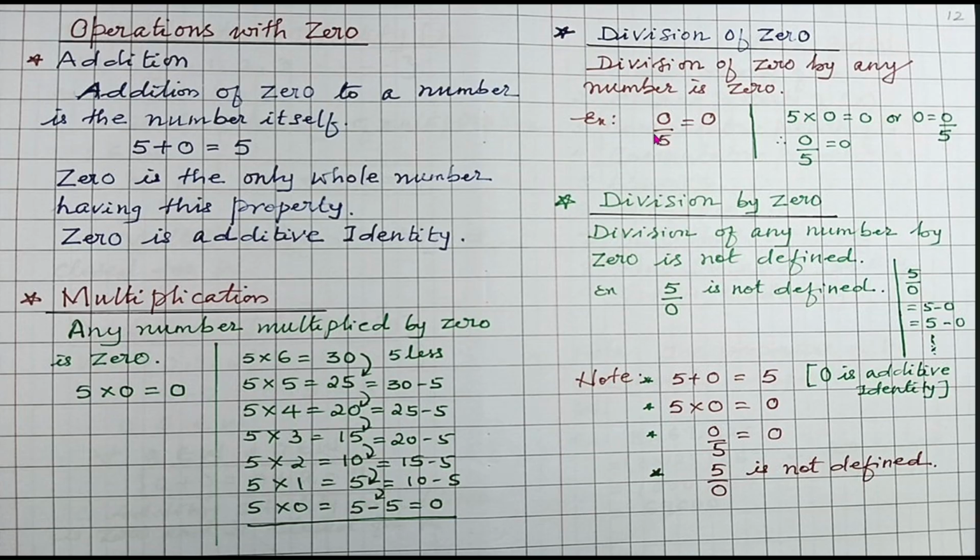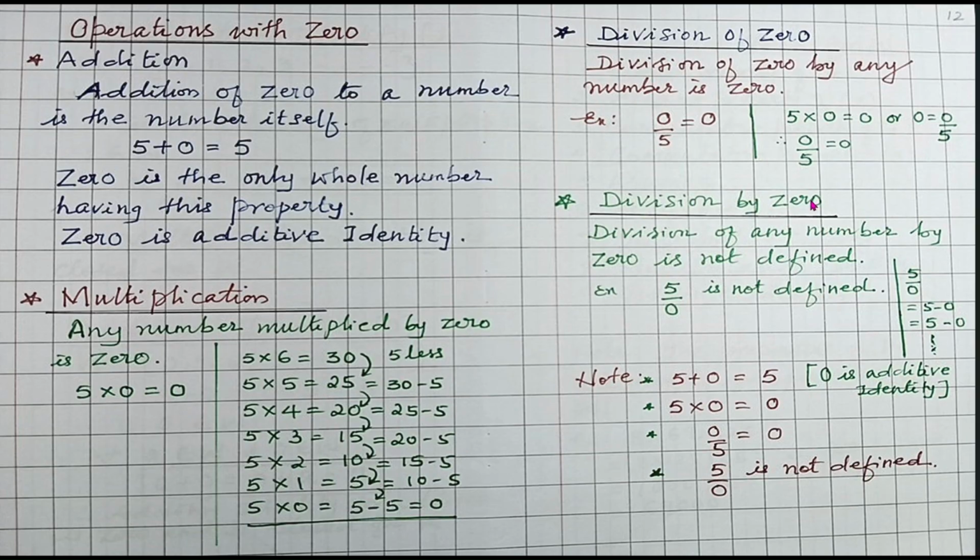Now division of 0 by any number. When we take 0 and divide by 5, we should get 0. And how is that? See, 5 into 0 we have learnt here, it is 0. That means 0 is 0 divided by 5, and therefore 0 divided by 5 is equal to 0. A very simple explanation on the basis of the property of multiplication by 0: 5 when multiplied by 0 is 0, and 0 when divided by 5 is again 0. So 0 divided by any number is again 0.